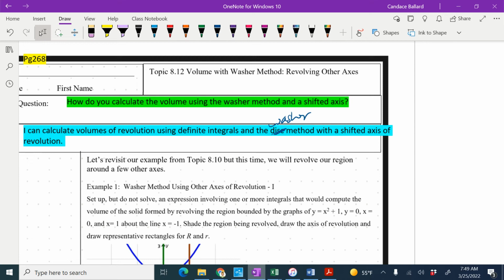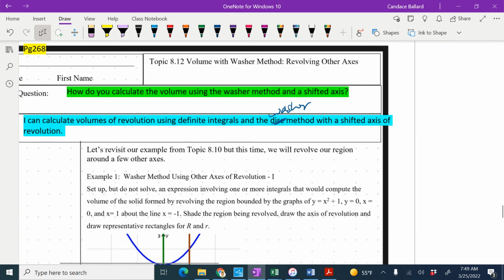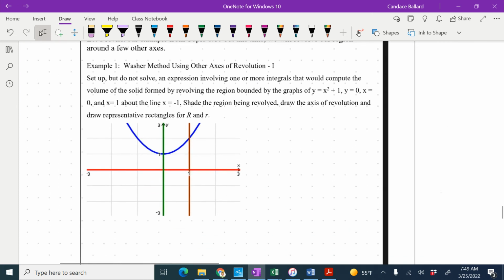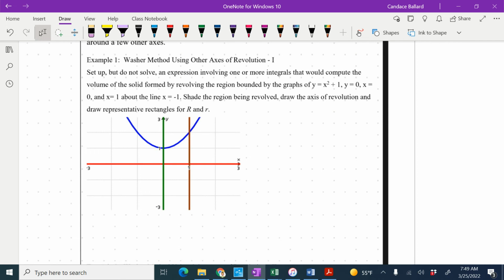In this video, we're going to continue talking about topic 8.12, which is volume with the washer method, moving it around other axes. So we're going to look at example 1. We're supposed to set up but not solve. Those are like the most magical words we can actually have on the AP test.